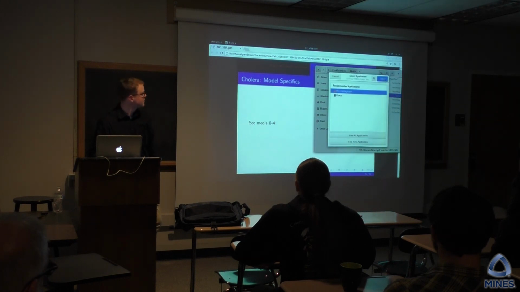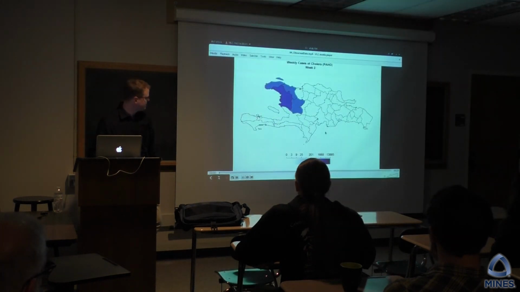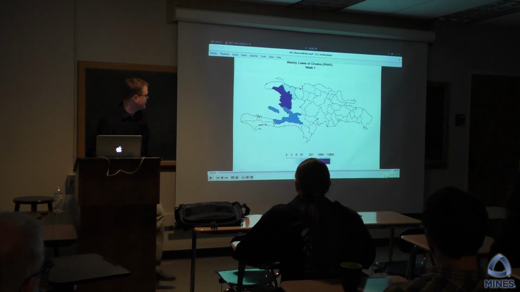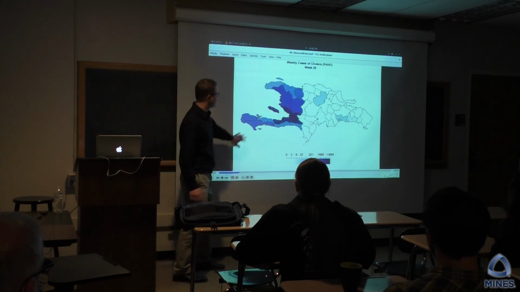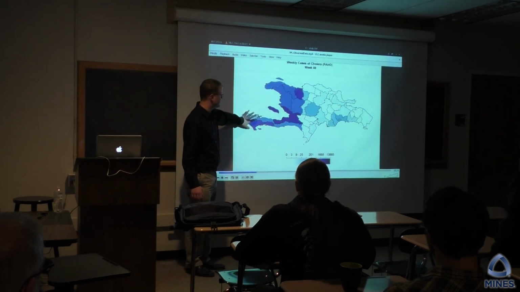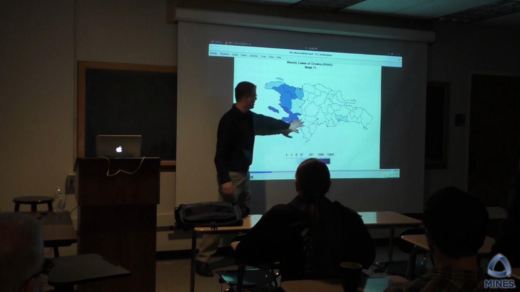So this is the entire outbreak. Again, logarithmic scale. You can see where the pathogen was initially introduced by UN peacekeepers after the earthquake. And then you can see a lot of interesting features. It spreads very quickly throughout Haiti. There's obviously very different behavior between Haiti and the Dominican Republic.